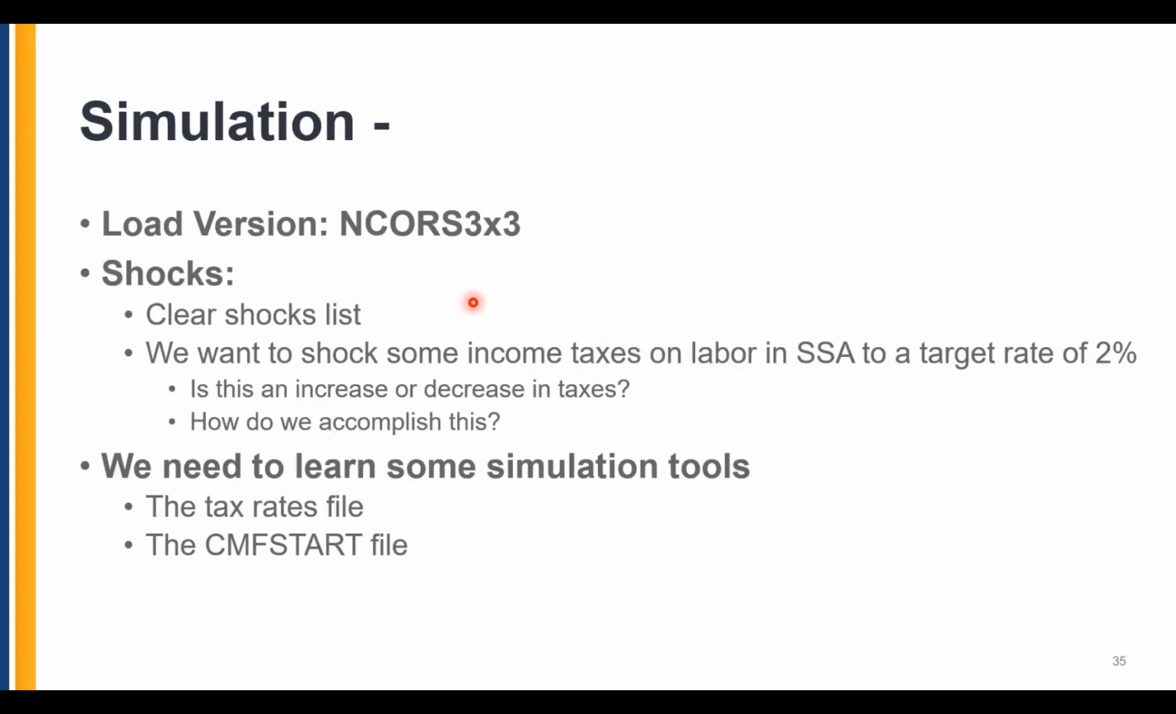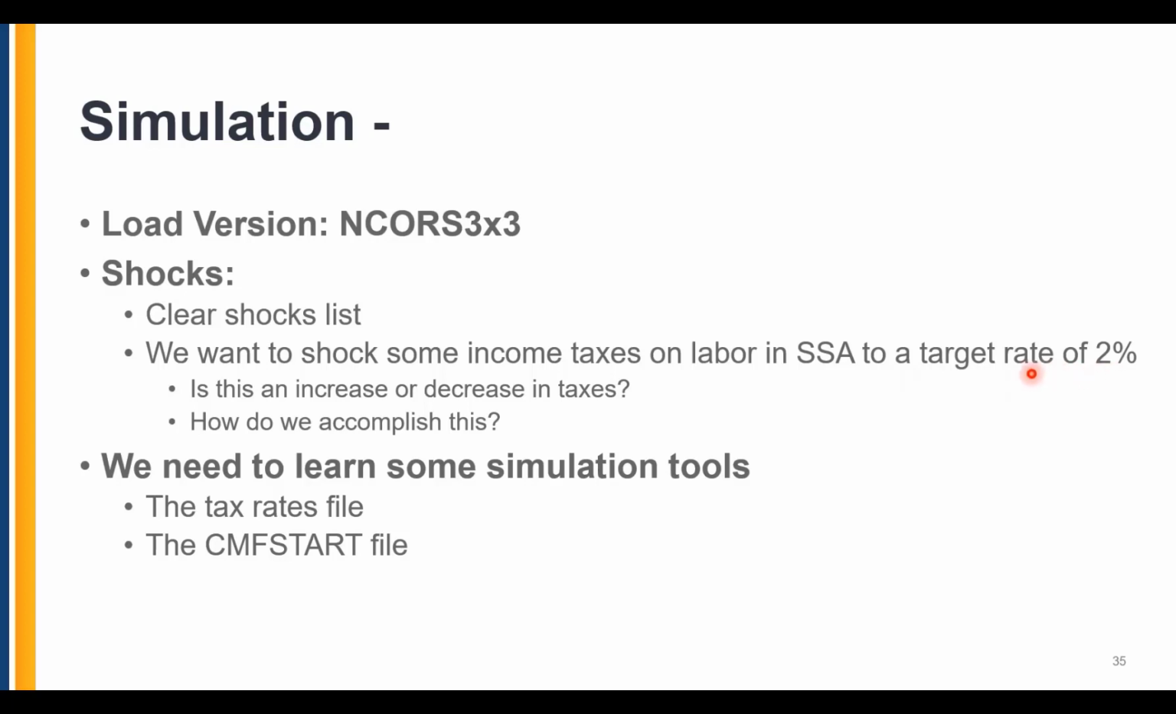Okay, we're going to go ahead and load version NCORS 3x3, our normal version. If you still have it open from the last presentation, that's fine. We're going to go to the shocks page and clear the shocks list. And then we want to shock some income taxes on labor in SSA, and we're going to hit them to a target rate of 2%.